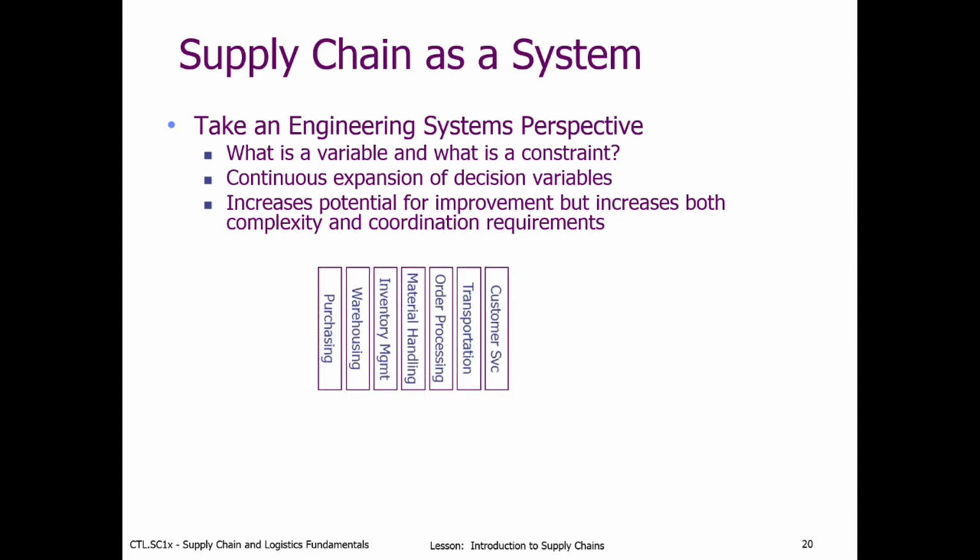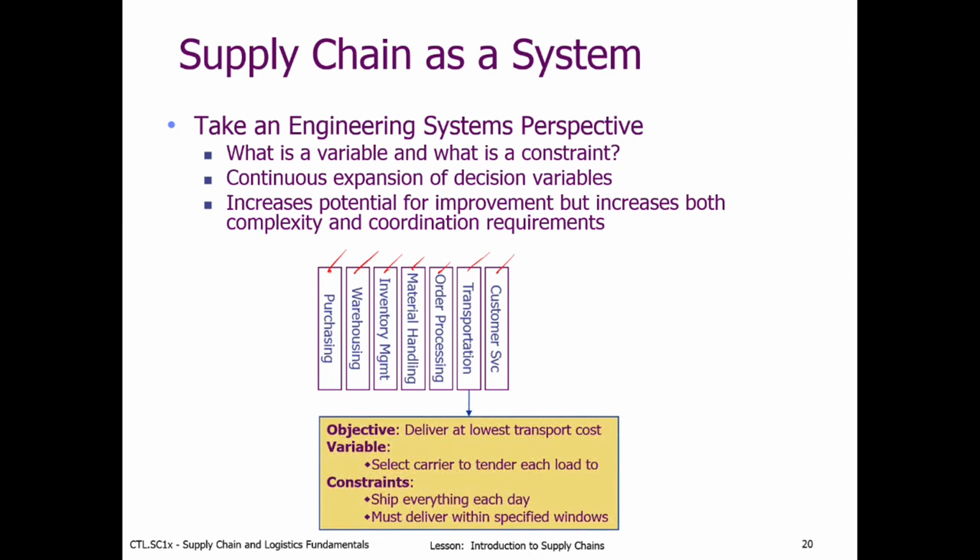So let's give a simple example. Here's a simple supply chain with some functional silos that we just talked about. You've got purchasing, warehousing, inventory management, material handling, order processing, transportation, and customer service. And let's say you're in transportation. Now, your role within the silo of transportation can be broken down into a math program form where you've got an objective that I want to either minimize or maximize. In this case, the objective is to deliver at the lowest transportation cost. So I'm hoping to minimize my transportation cost.